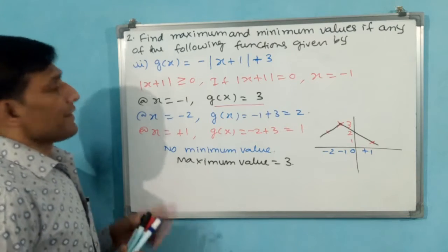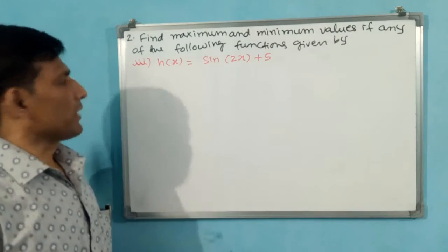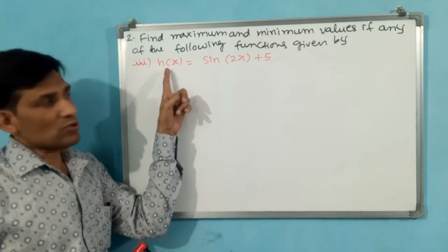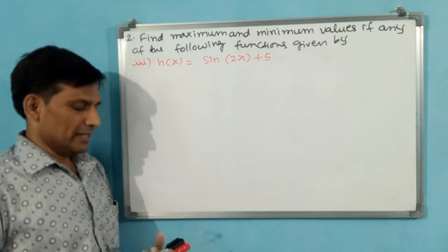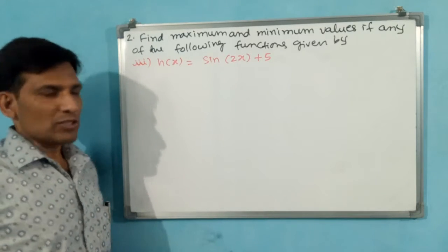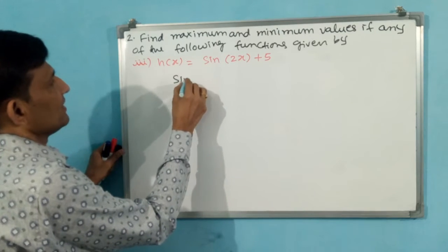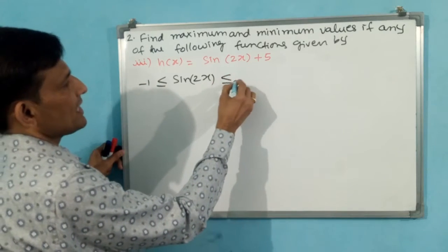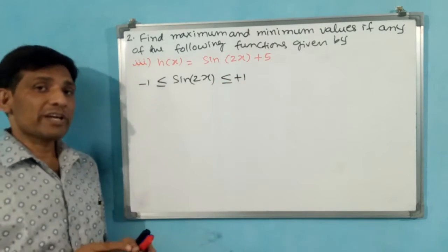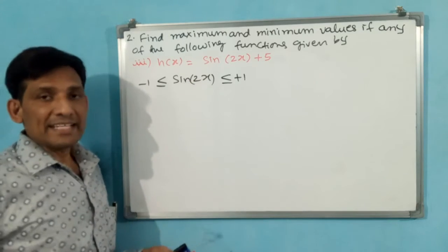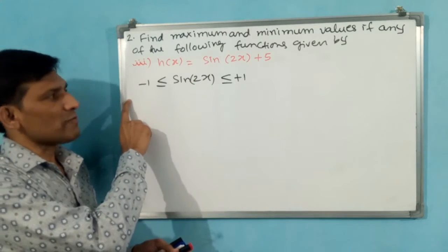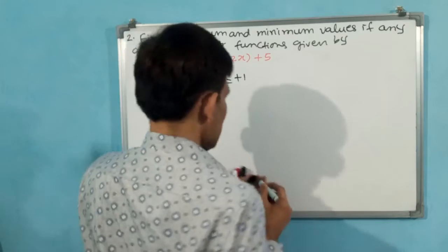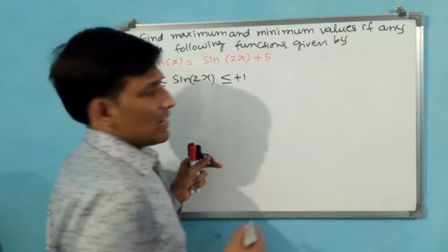Take this, we will go for the third part. Let us go for the third part of the second question. H of x is equal to sine of 2x plus 5. See, here something I want to write. Sine 2x is greater than or equal to minus 1 and less than or equal to plus 1. Why? Because entire 2x you take as theta. Sin theta will be greater than or equal to minus 1, less than or equal to plus 1. Is it correct or not? Correct.